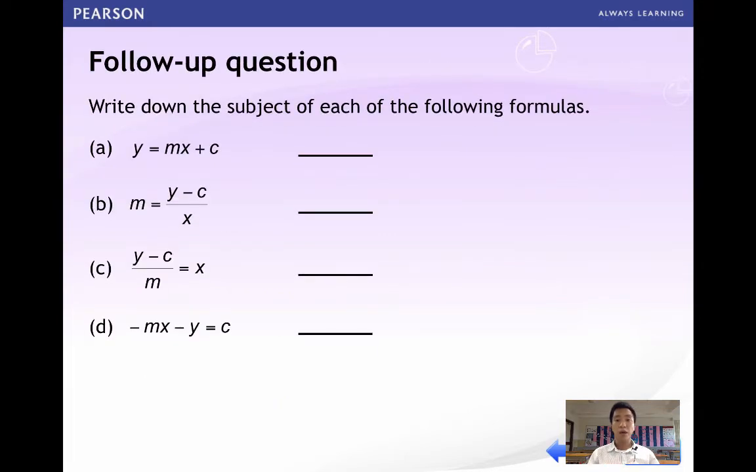Look at these follow-up questions. Can you give me the subject of each of the formulas? For the first one, what would be the subject? Yes, it will be Y. How about part B? This is M. And part C, look at this. We only have X on the right-hand side, so the subject is X. And for part D, the subject would be C.